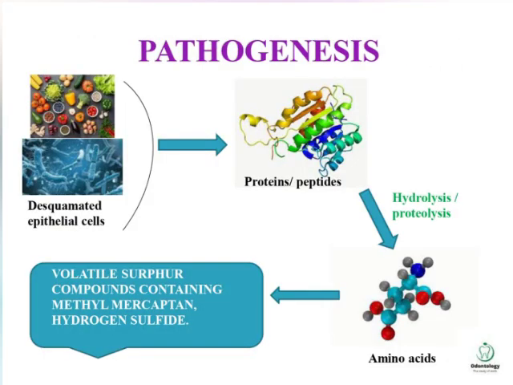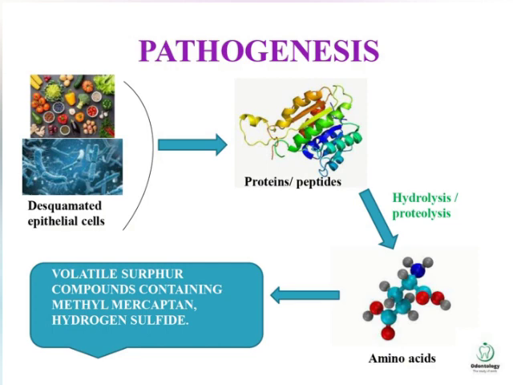Moving on to the pathogenesis. Diet, microorganisms and desquamated epithelial cells undergo hydrolysis and result in formation of amino acids, which further undergo degradation and form volatile sulfur compounds containing methyl mercaptan and hydrogen sulfide.